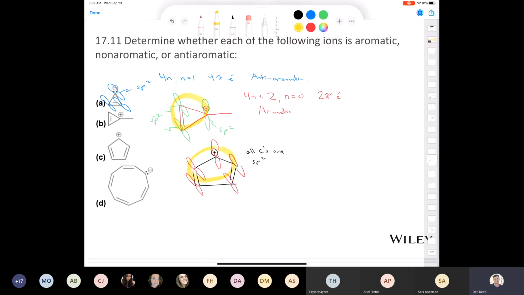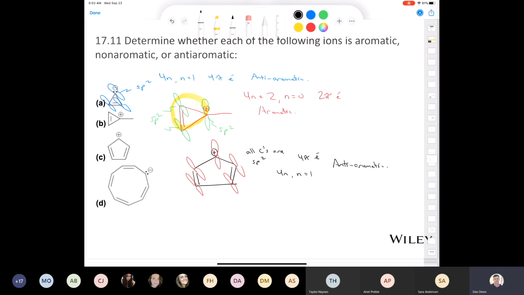Do I have a Huckel number of pi electrons? Well, I've got a total of 4 pi electrons: 1, 2, 3, 4. 4 pi is not a Huckel number. Remember, Huckel numbers were 2, 6, 10, and so on. This is actually a 4n when n is equal to 1. And so this molecule is anti-aromatic. All right, let's try the last one.